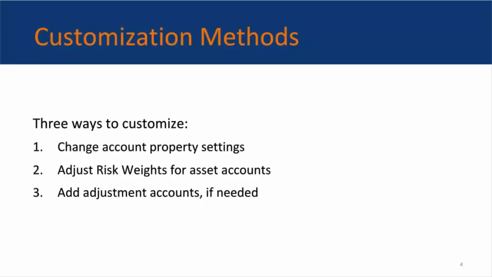We'll look at examples of three different ways that Compass can be changed to include calculation refinements required by Basel III. First, we'll show how property settings of certain capital accounts can be changed so that capital is included in the appropriate Basel III capital type. Second, we'll see how risk weights on asset accounts can handle the new complexities required by Basel III. And finally, we'll look at how adjustment accounts can be added to include any other data needed for the ratio calculations.